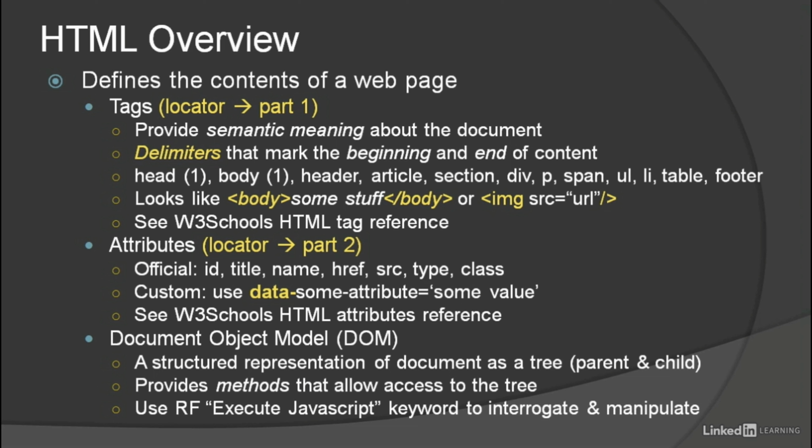The document object model is really just the end result of the presence of these tags and attributes. It's essentially a data structure, a structured representation of a document as a tree. And by tree, I mean that you have parent and child relationships between the tags. The DOM also goes as far as to provide methods or functions that allow access to the tree. You can add and remove items, you can interrogate the value of items, and so on.